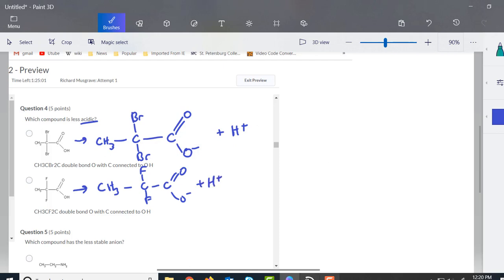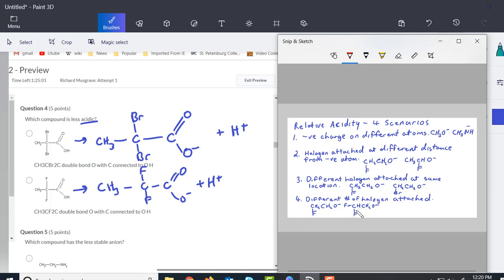And then we'll bring up the scenarios here. We'll try to figure out which of these scenarios is going to be applicable to this situation. The first scenario is the negative charge on different atoms. As you can see here, O-, N-. Here they're both on O-, so it's not scenario 1.